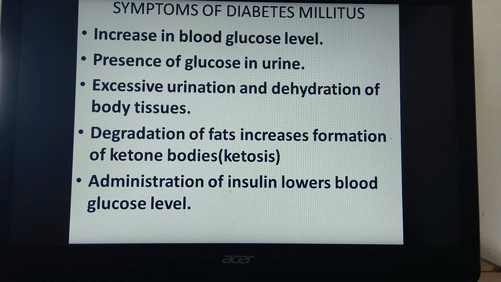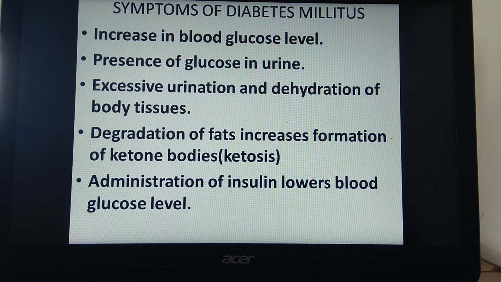And as excessive urination is there, it results in dehydration of body tissue. That means presence of less amount of water in body cells, in body tissues. It also results in degradation of fat, and it results in formation of ketone bodies, that is called ketosis.